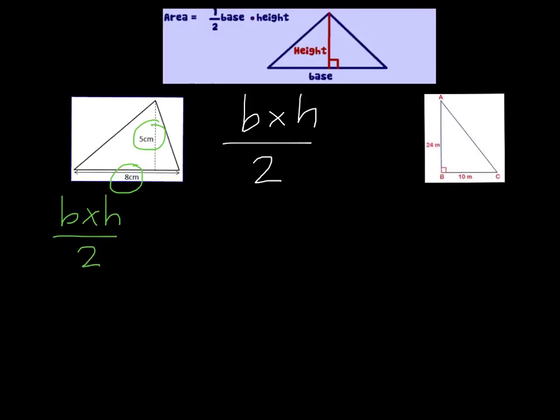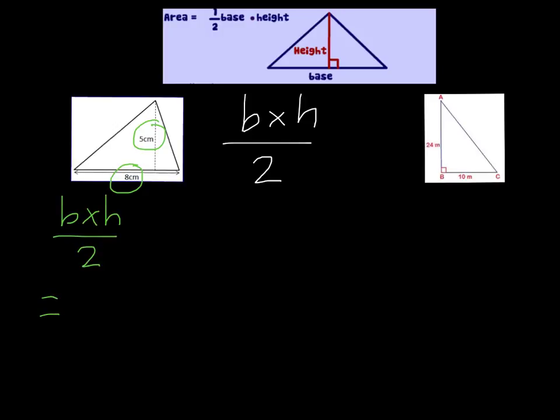Let's now go through two examples. You can see at the top we have our formula for the area of a triangle, half base times height, or as we said before, base times height divided by 2. So with the first one, we can see that we have a base of 8 centimeters and a height of 5 centimeters. So base times height divided by 2 is the area of a triangle.